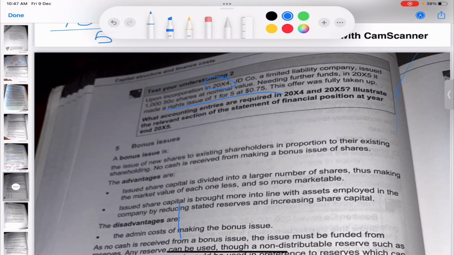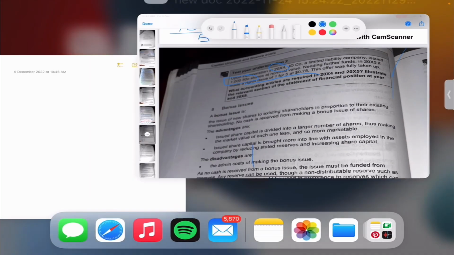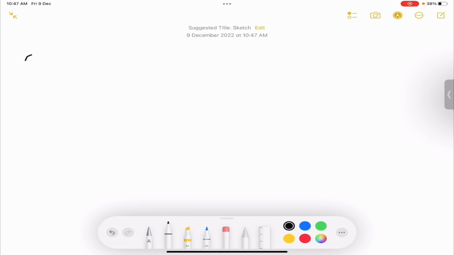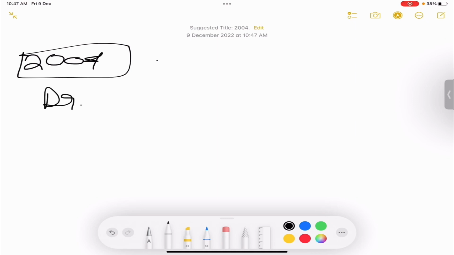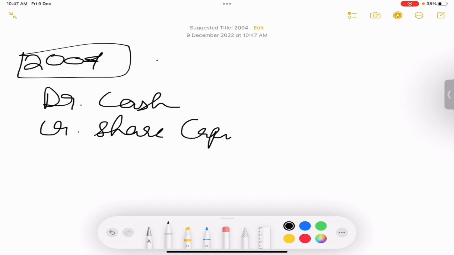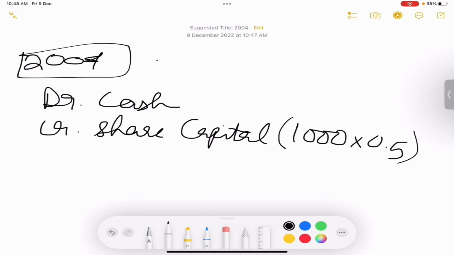Okay, so what is given in the question? 1050 shares were issued in 2004. That is what is given in the question. So what would be the journal entry in 2004? We raised money, right? And share capital. How much? What was the amount in 2004? This was the face value given in the question, 50 cents. So this is what happened in 2004.